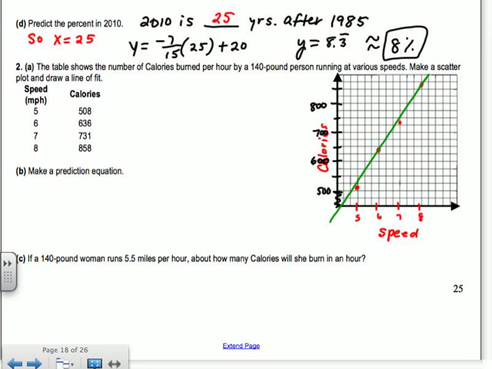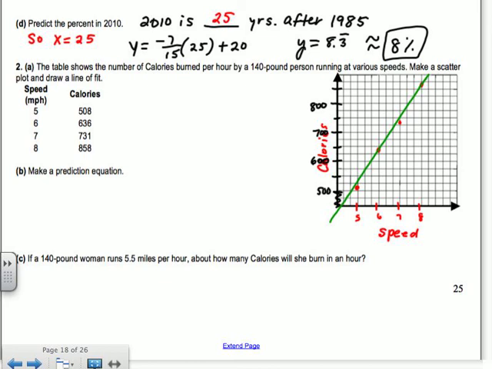Now what's important to mention is when you do this on your homework, right now it looks like it's going through 0, 0. It looks like my y-intercept is close to 0. But remember, I have that part that I cut off. So don't just assume it's 0 there, because I started kind of funny. Be careful if you're doing your homework and it doesn't make any sense. Make sure that you didn't cut off part of your graph. Okay, so make a prediction equation.